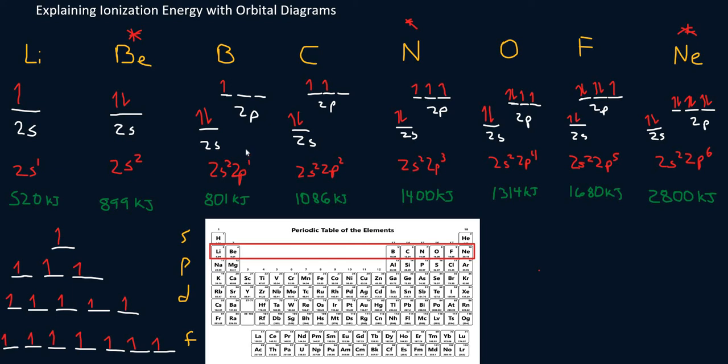Hello. In this video I'll be discussing and explaining how you can use orbital diagrams to help explain the first ionization energy discrepancies. So, overall you learned a while back that first ionization energy is the energy that's required to remove one electron from an atom. And you learned that overall, as you go to the right and as you go up the periodic table, first ionization energy increases, and it decreases as you go to the left and as you go down.